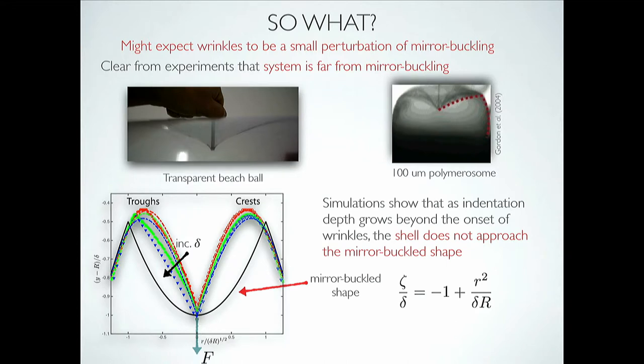Here the black curve is what mirror buckling would suggest you should have, and our simulations have exactly the wrong curvature. Then, because we're really interested in indentation experiments, there's a quantitative point: the force you get from mirror buckling is too large by about 50%. So you need to understand why the wrinkled solution has a smaller force.